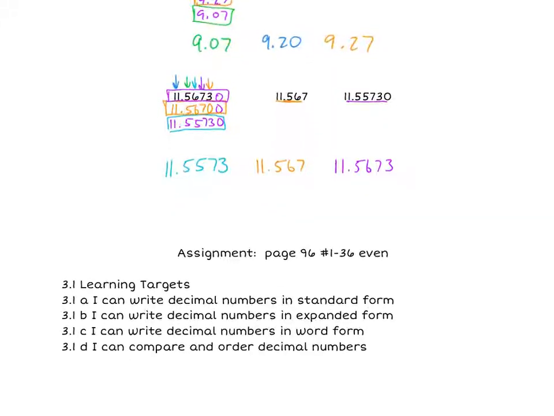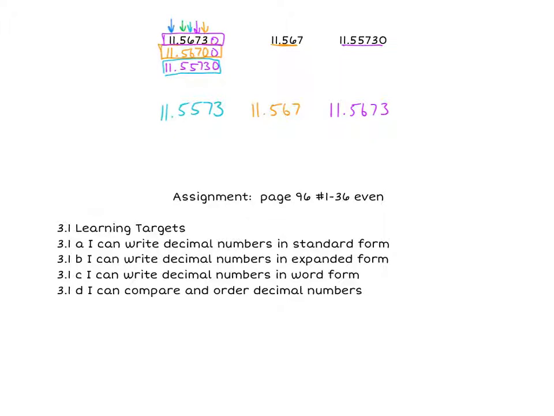All right, so what you should be able to do after this one is write decimal numbers in standard form, write them in expanded form, write them in word form, and compare them and put them in order. So which ones are bigger or smaller than others.